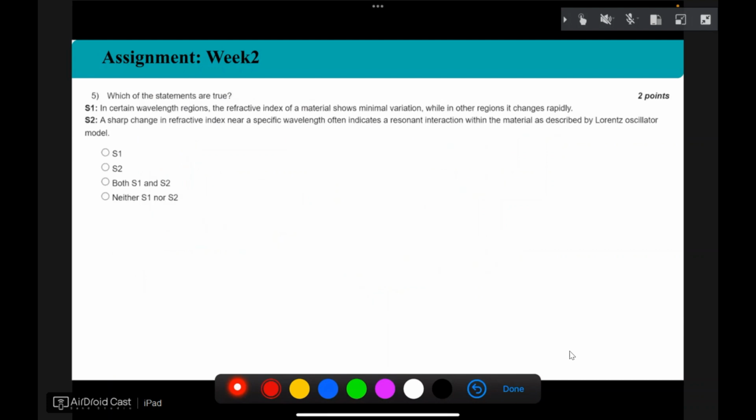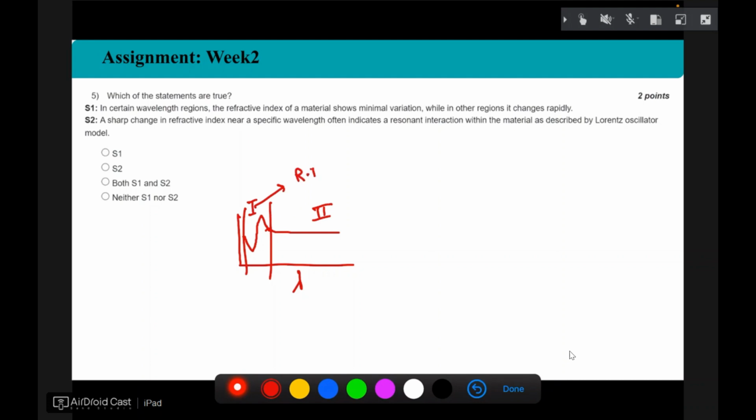This is saying that in a certain wavelength region, the refractive index of a material shows minimal variation, while in the other region it changes rapidly. We saw that in that region it was constant, and in this region there is a sharp increase. If we consider region 1 and region 2, in one region the refractive index changes rapidly.